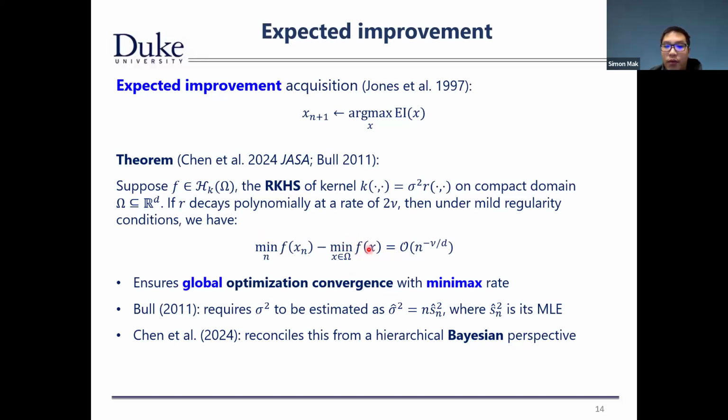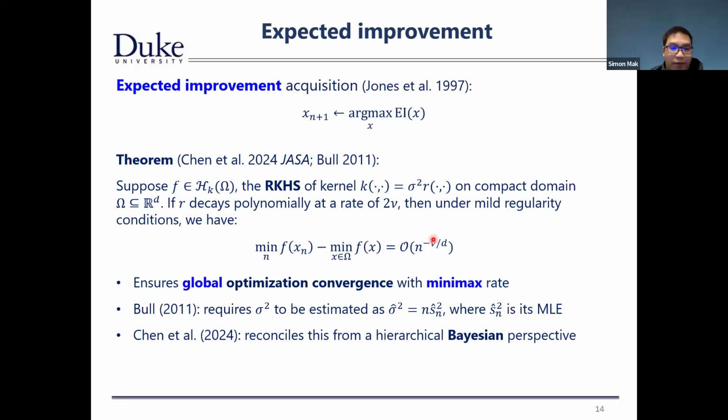It's the global minimum, right? It's f of x star right here. So this is measuring the optimization gap that we have. And we can prove that this thing converges at a rate of n to the negative nu over d, where d is dimension, remember, and nu is the smoothness of the kernel. Okay, so long story short, what this rate ensures is that global optimization converges to the true solution with a minimax rate. Okay, so this is nice.